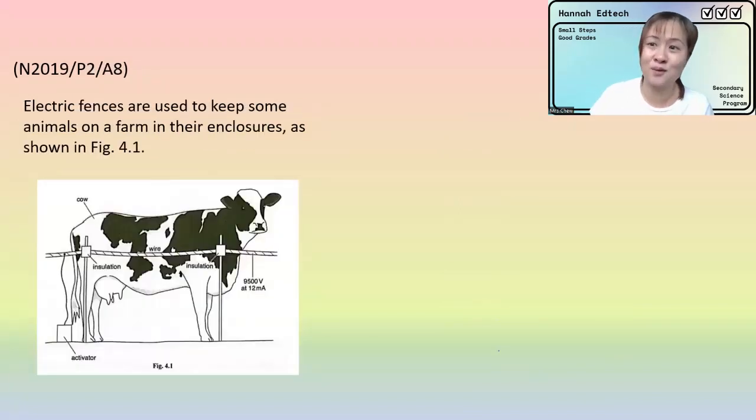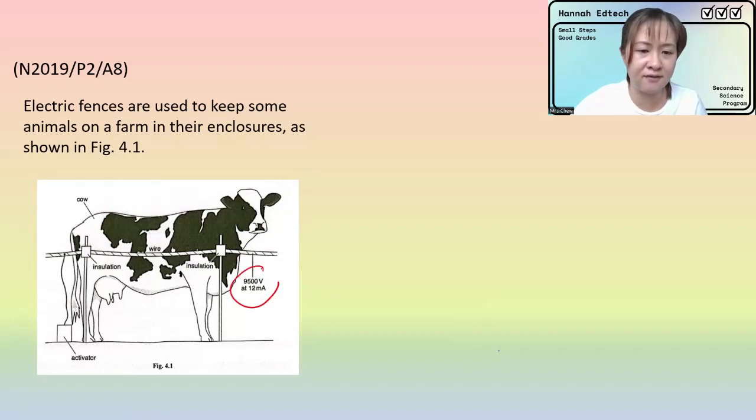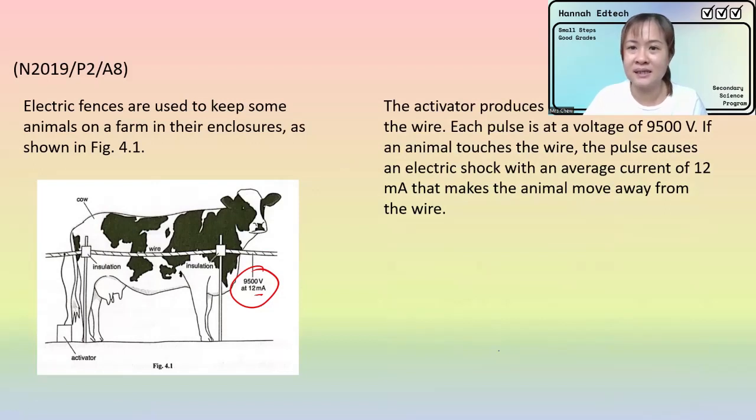Now, the next question. Electric fences are used to keep some animals on the farm in their enclosures. Okay, so in this figure, you will be able to see that the current is given as 12 milliampere. So you have to take note of the prefix. And let's take a look. What do they want?